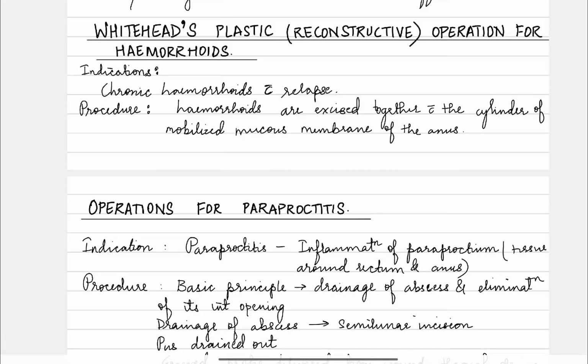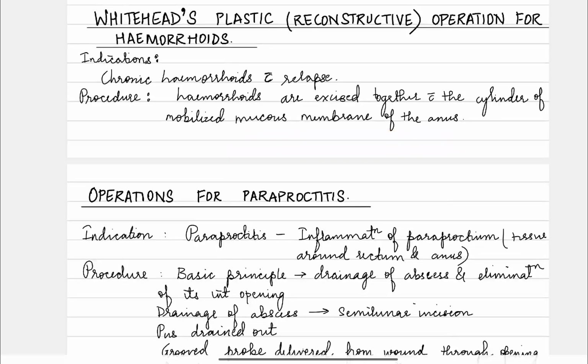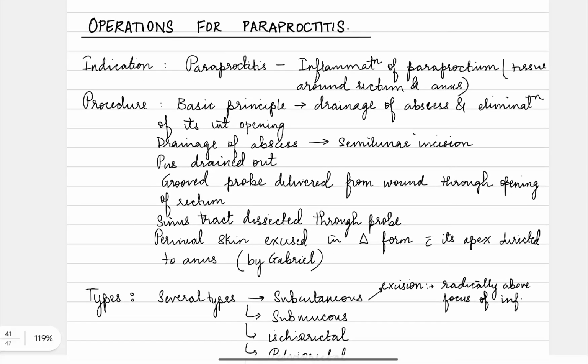Next is Whitehead's plastic reconstructive operation for hemorrhoid. It is done for chronic hemorrhoid with relapse. Procedure is hemorrhoids are excised together with the cylinders of mobilized mucous membrane of the anus. Operation for paraproctitis. It is inflammation of paraproctium, which is tissue around the rectum and anus.